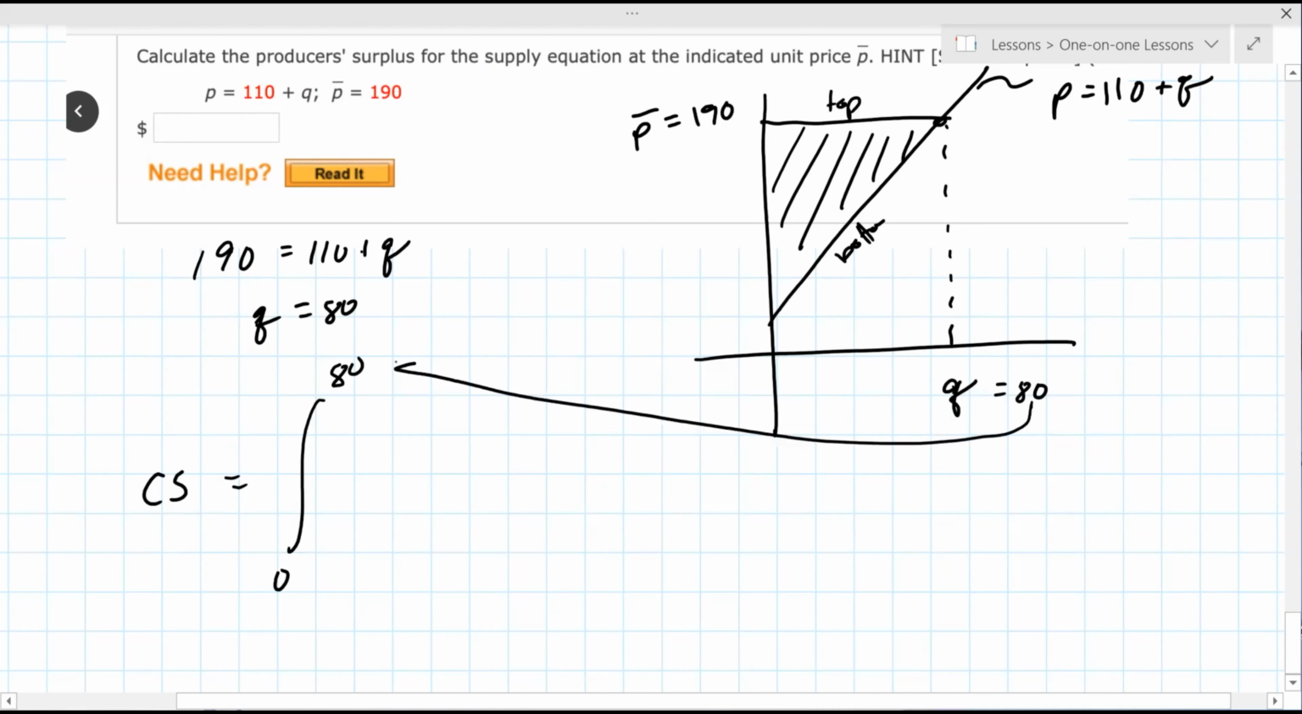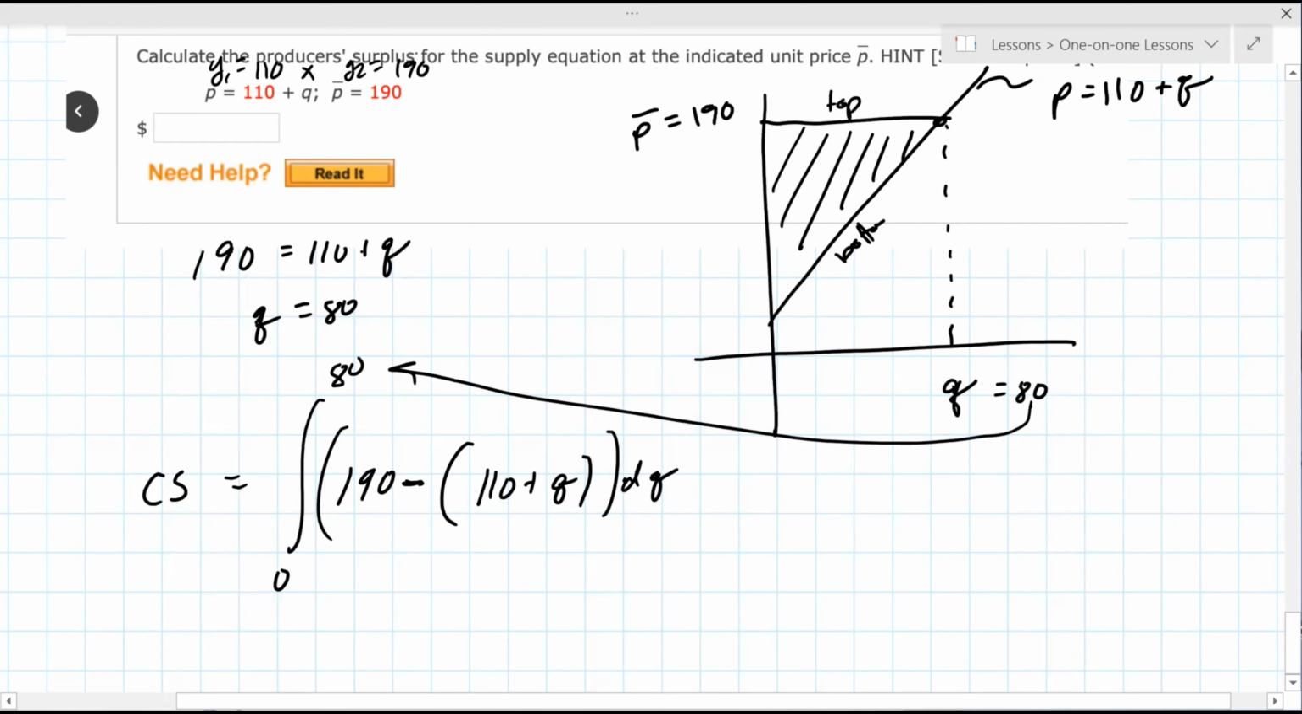80 comes from there. And then your top is 190 minus parentheses, whatever this function is, which is 110 plus Q, dQ. How do you know which one's on top and which one's bottom? Just visually, whichever one's higher. So graph, put it in the calculator as 110 plus X and 190. That would be your Y1 is 110 plus X, your Y2 would equal 190.